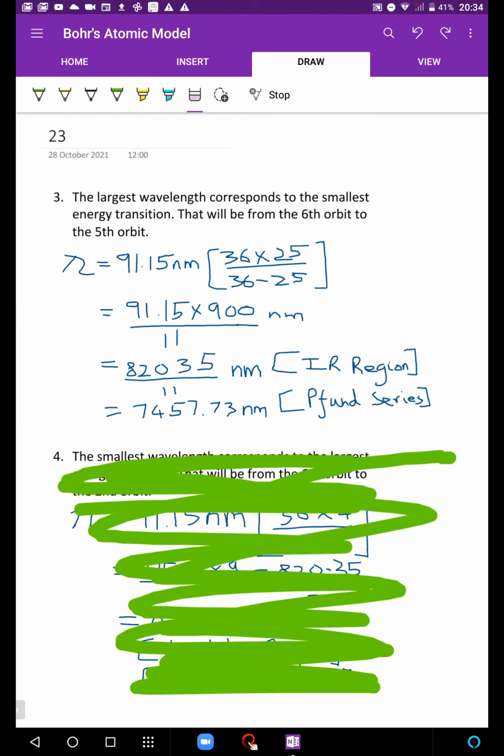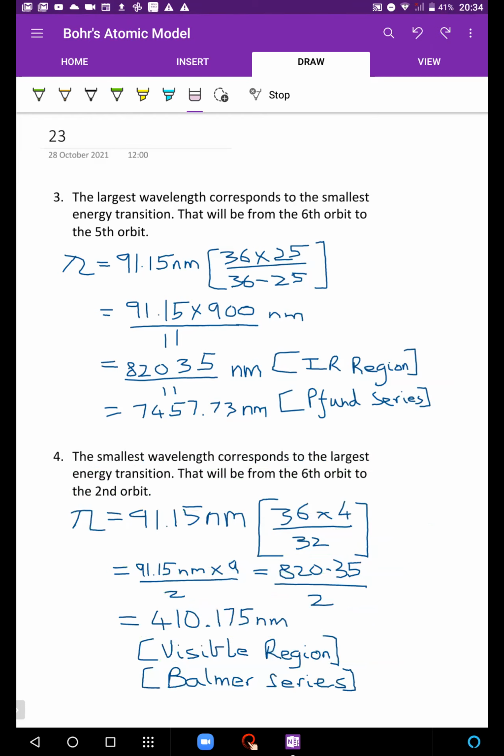Clear? Smallest wavelength emitted. The smallest wavelength corresponds to the largest energy transition. The largest gap, obviously, is 6 to 2. Right? The biggest jump is going straight from 6 to 2. That's the biggest jump, don't stop in between. So that's the largest energy transition, and corresponding to it the smallest wavelength will come. This will be from the 6th orbit to the 2nd orbit.